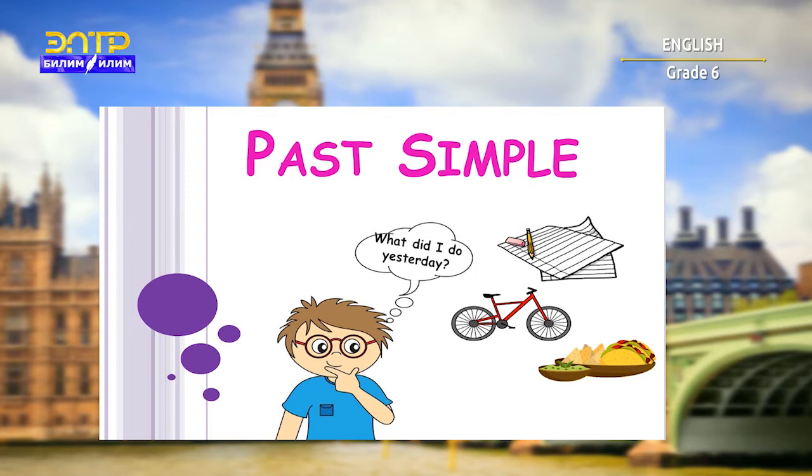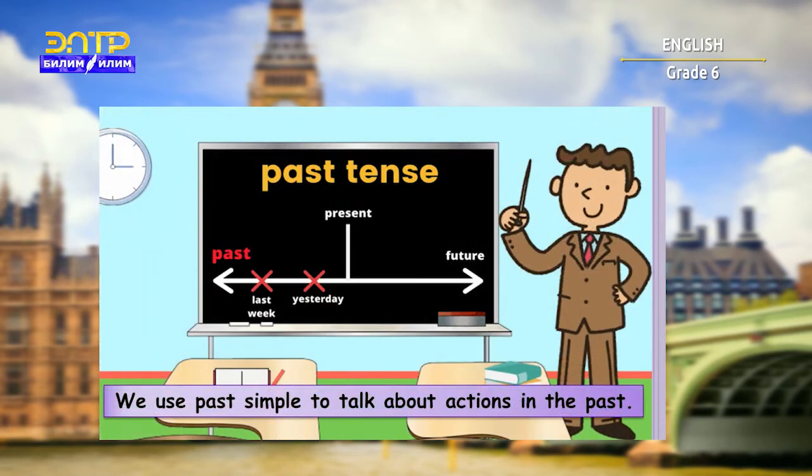My name is Чолпон Каландарова and I'm your English teacher. Today we will talk about past simple. What is past simple tense and when do we use it? We use past simple when we want to talk about actions that were in the past.